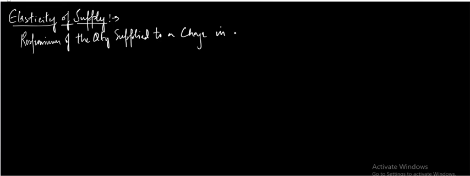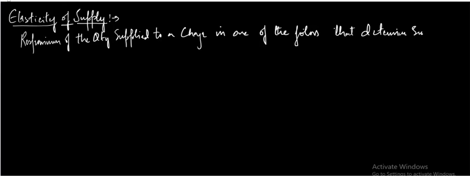Now let me talk about the elasticity of supply. Elasticity of supply essentially means the responsiveness of the quantity supplied to a change in one of the factors that determine supply. Now let me consider first the price elasticity of supply.